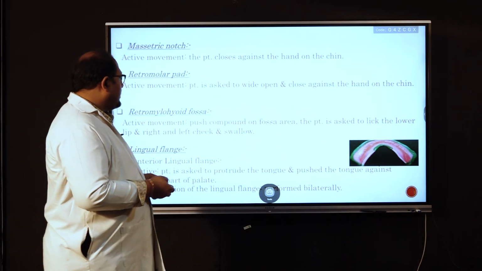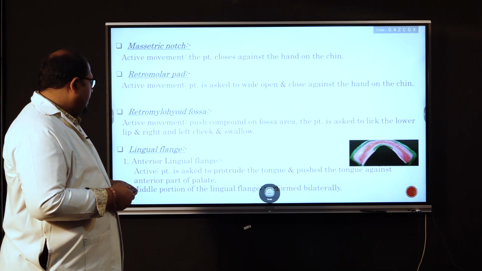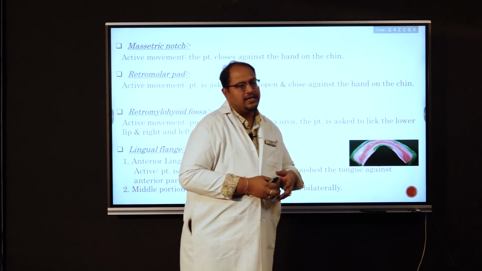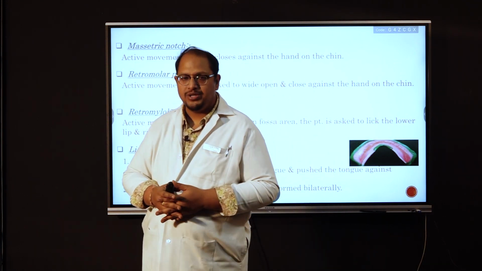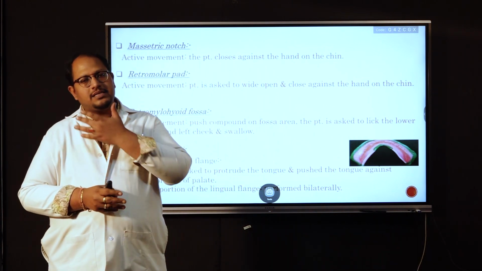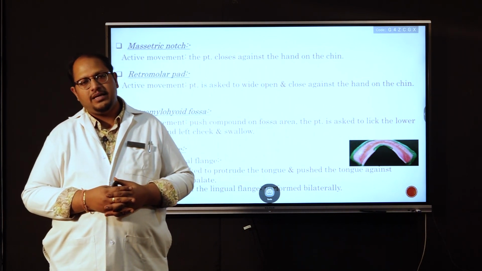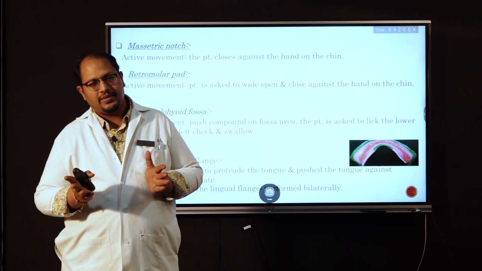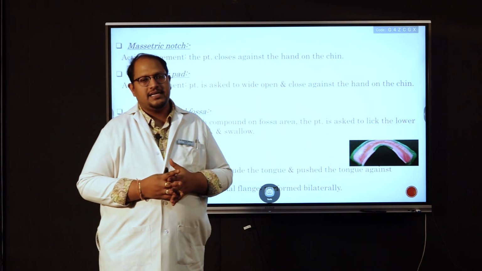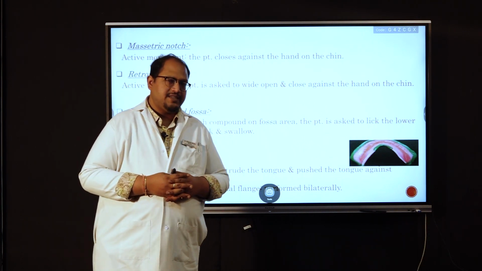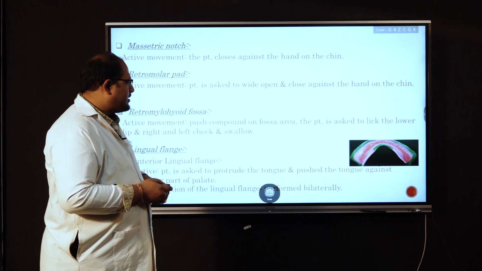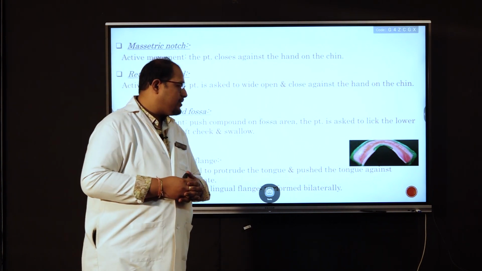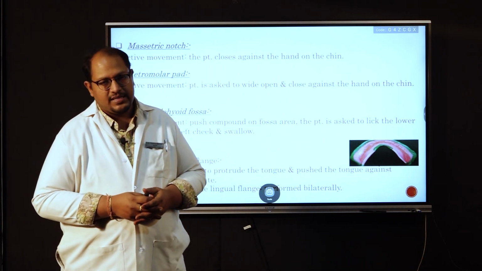Once the anterior part of the lingual sulcus recording is done, then we have to do the middle part of the lingual flange area. The middle part of the lingual flange area is recorded by asking the patient to touch the tongue to the cheek on either side from intraorally. So when we have to record the left side, we need to ask the patient to touch the tongue on the right side cheek, and when we are recording the right side, we ask the patient to do it on the left side cheek. This is how we record the middle portion of the alveololingual sulcus area.